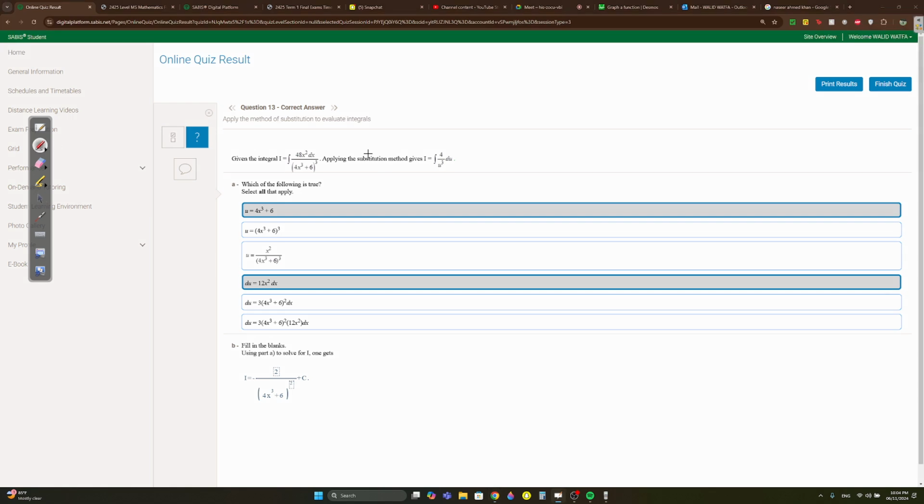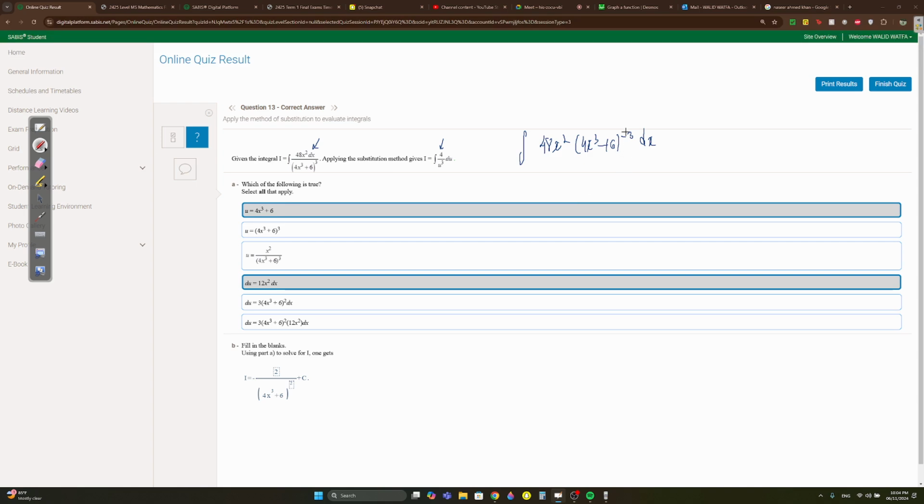Given the integral, applying the substitution method, you get this. We have to take 4x cubed plus 6 to the power of 3 up. So it's going to be integral 48x squared times 4x cubed plus 6 to the power of minus 3 dx. Can you integrate this? Of course you can, but what do you have to do?